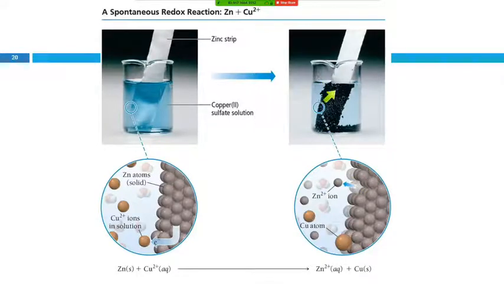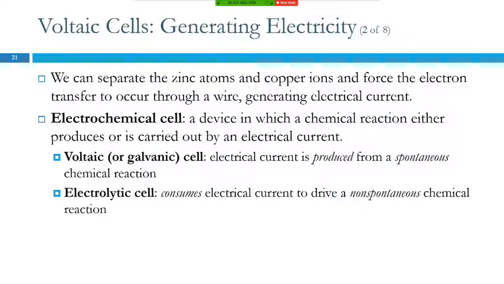And so we see this black stuff, and that is copper depositing on the zinc strip, and we can see the color fading. It's not blue anymore. The blue is from the copper ions, and so the copper ions are coming out of the solution. Zinc ions in solution are colorless, so that we don't notice those. So this is a spontaneous redox reaction.